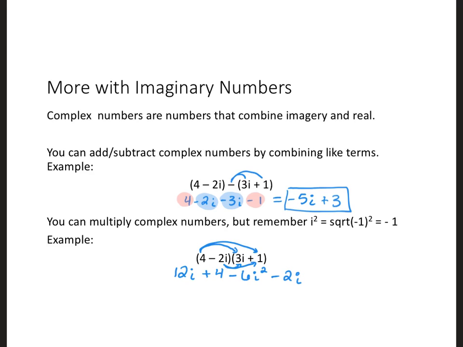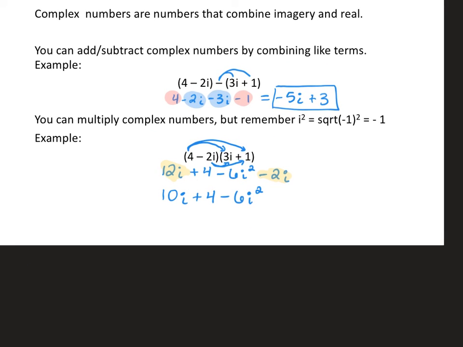And then I want to combine like terms where I can. So I see I have a 12i and a negative 2i, so I'm going to combine that. I'll combine this into 10i. I still have my plus 4. I still have my minus 6i squared. Now I'm going to focus just a moment on this i squared. So where i comes from is it comes from the square root of negative 1. So I'm going to replace that for just a moment. Again, all I've done is I've just replaced i with its definition, square root of negative 1.